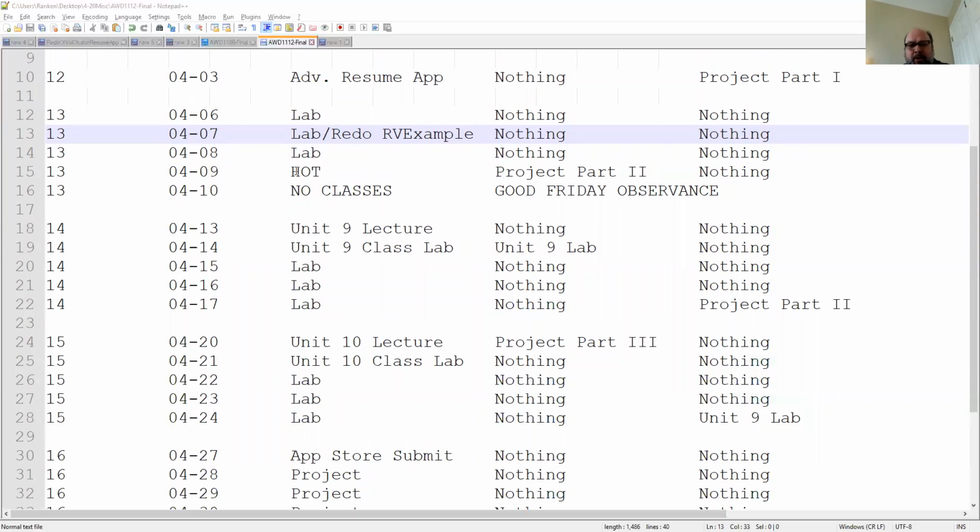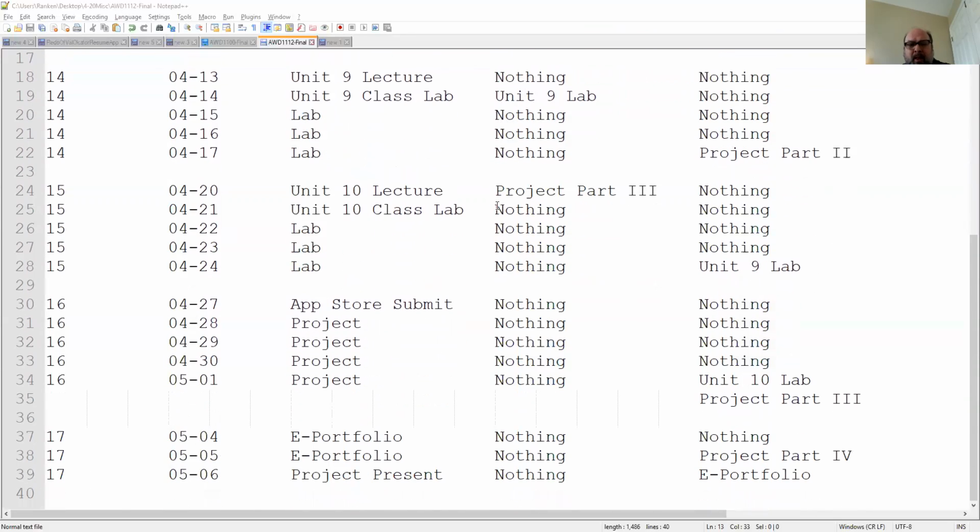Wednesday will be a lab. Thursday, again, will be the hands-on test. No classes Friday. Then next week, on Monday, we're going to go over lesson 9. More than anything else, I want to cover shared preferences with you. I'm going to spend most of the lecture talking about those. Tuesday, we'll do a very simple little lab as a class. I've got here Unit 9 lab, but it'll be just to finish that.